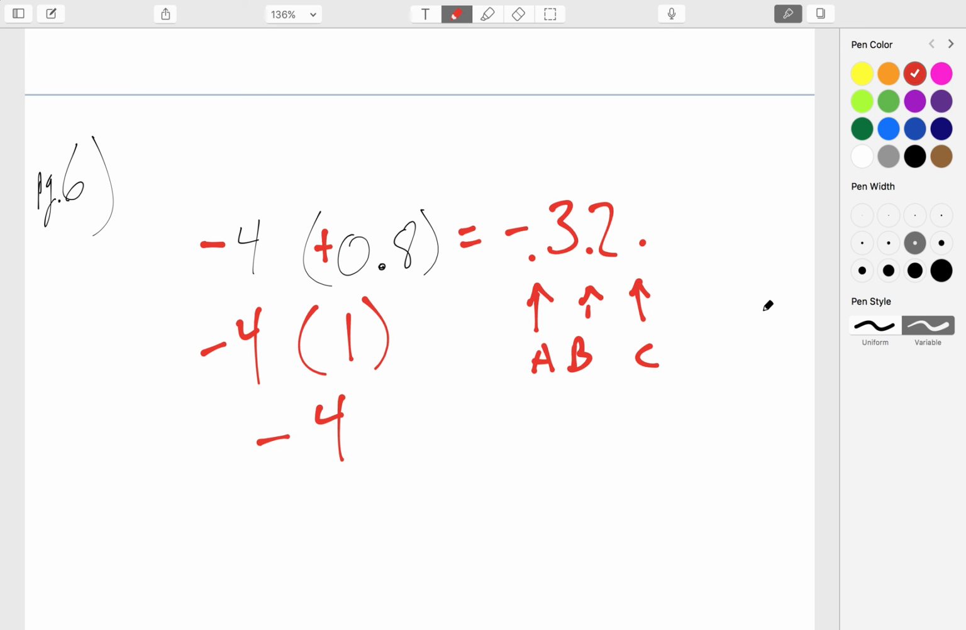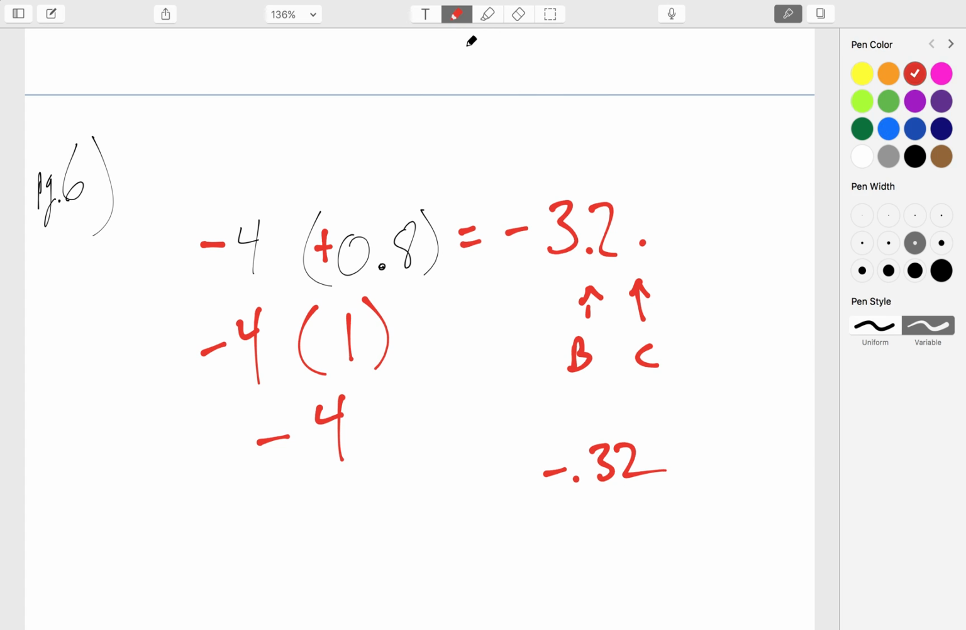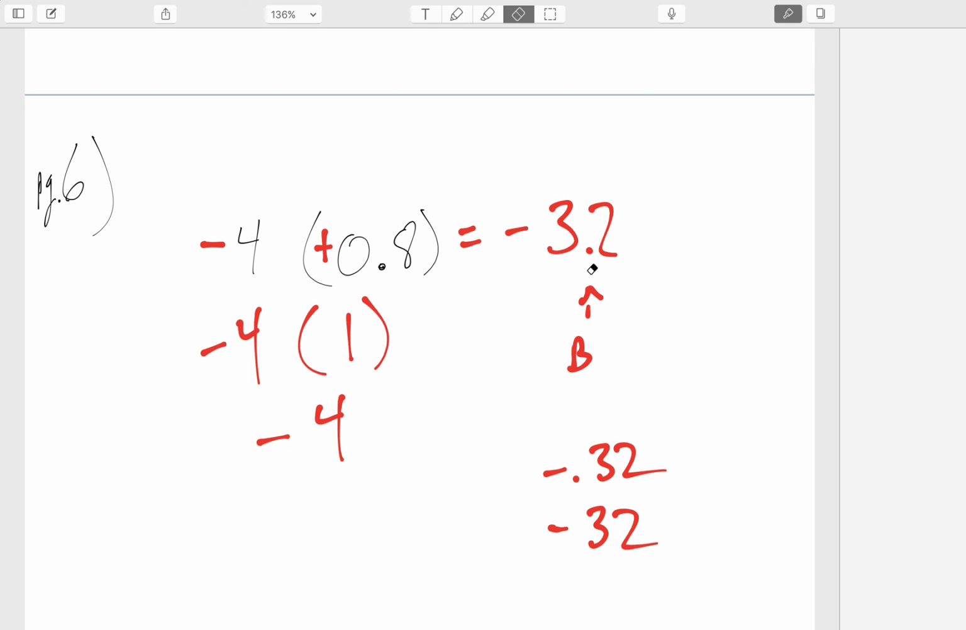Okay, now here's your hint. Think about which decimal point would make it close to -4. If I put it here at A, this would be -0.32. That is below 1, so it can't be A. So let's erase A. If I put C, that would be at -32, right? So this would be -32. That's way above -4. So your answer has to be B. Your decimal point should be right there.